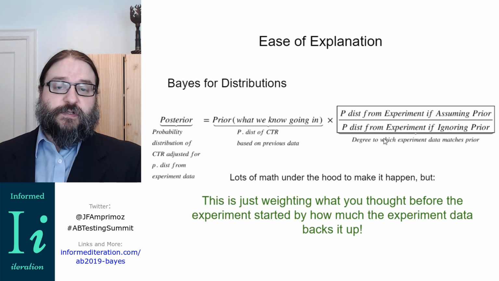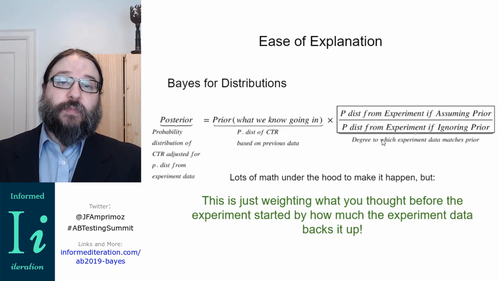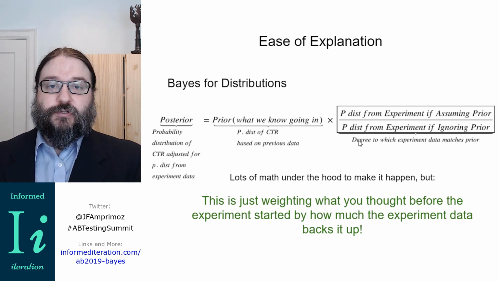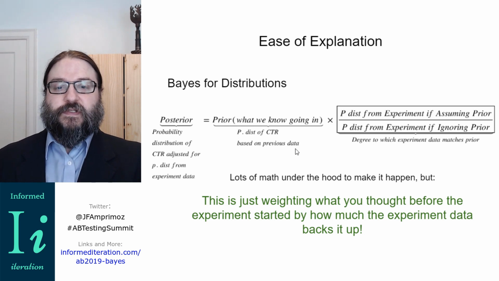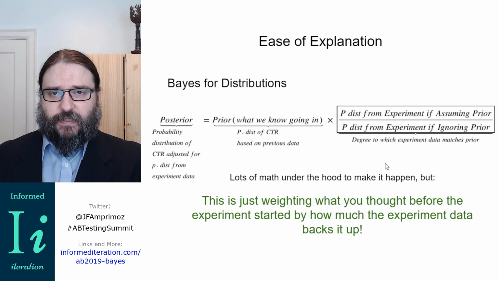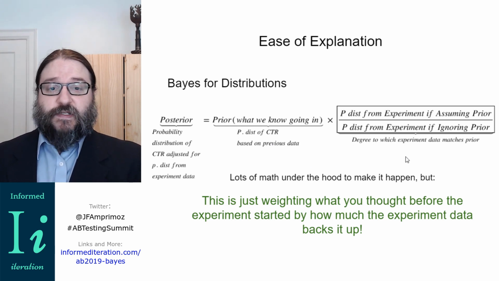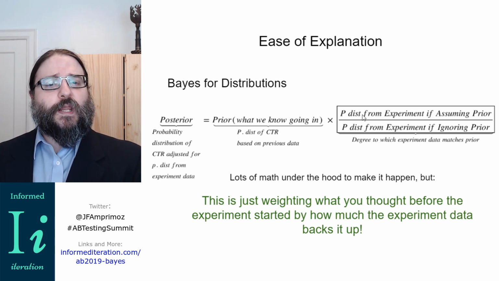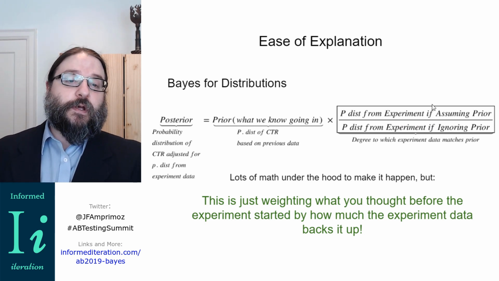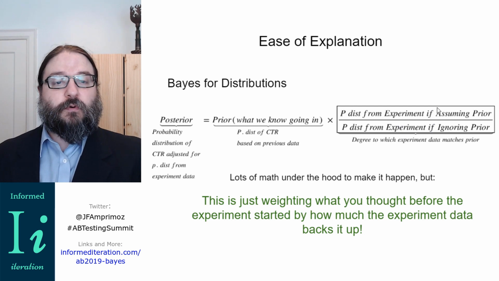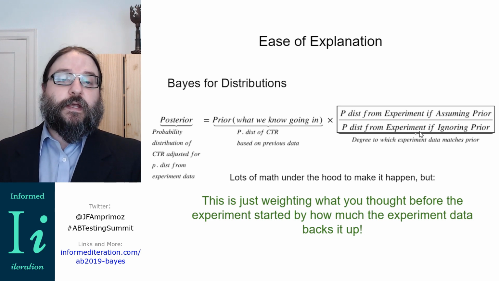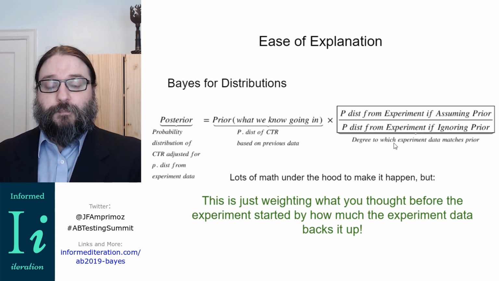The important part from a Bayes perspective is that we have a version of Bayes that works with probability distributions. So we can take the earlier version we used and replace our probabilities with probability distributions. We have a distribution for our prior based on historical data, old experiments we've run, campaigns we've run. We're going to have a probability distribution based on our experiment results. Similarly to the way we had before, it's going to be based on a version where we assume the prior is true and a version where we ignore the prior.